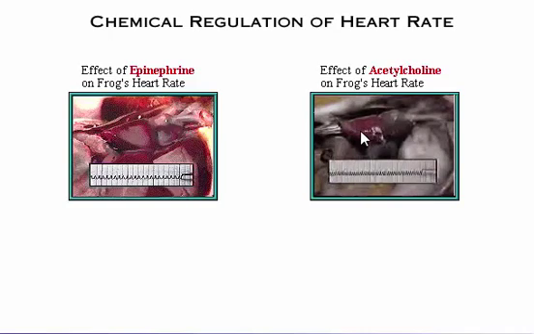Once a new baseline heart rate has been obtained, a few drops of a 1 to 50 solution of acetylcholine are placed on the heart. Afterwards, the heart rate begins to decrease dramatically within 10 seconds.